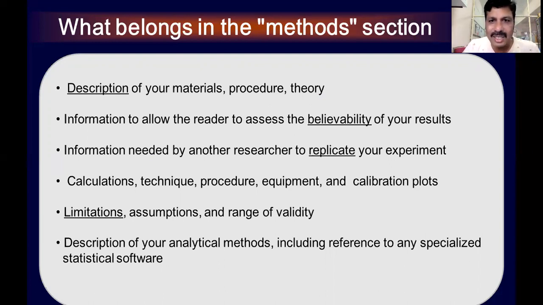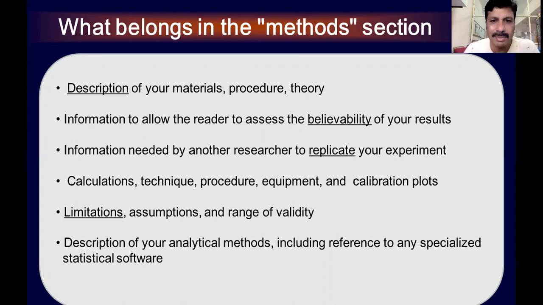Information needed by another researcher to replicate your experiment. So there should be reproducibility. When others do a similar type of experimentation, they should also get the same type of results. When you clearly mention the methodology, it becomes very easy for others to follow and replicate the same type of experiment. So calculations, techniques, procedure, equipment, calibration plots, all that has to be mentioned.